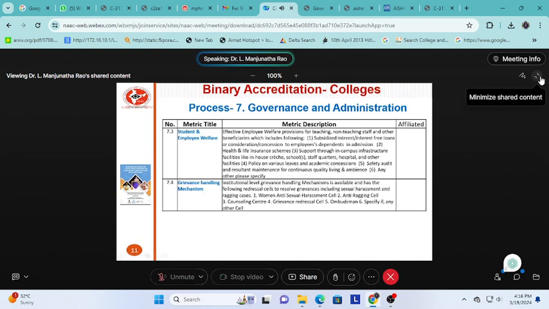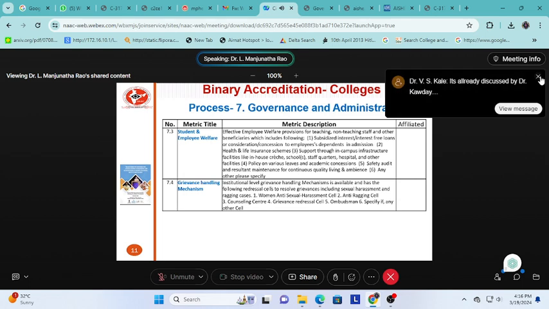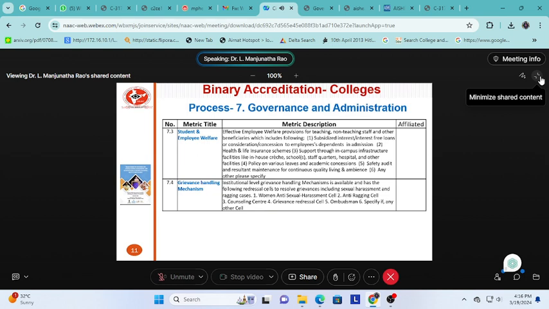Governance and administration, student and employee welfare. Whether student and employee welfare schemes are implemented in the institution, effective employee welfare provisions for teaching, non-teaching staff and other beneficiaries, which includes subsidized interest or interest-free loans or consideration or concession to employee dependents in admission, health and life insurance schemes, whether common group health insurance schemes are available, support through in-campus infrastructure facilities like in-house creche, school and other things, policy on various levels and academic concessions, safety audit and resultant maintenance for continuous quality living and ambience.